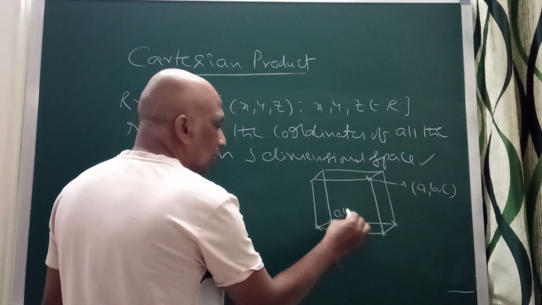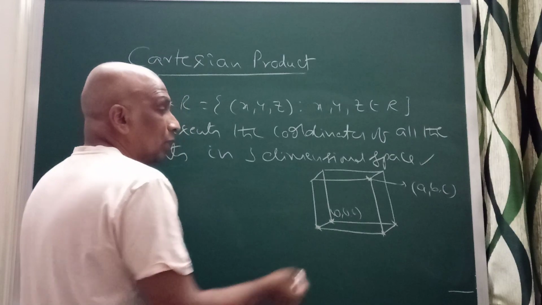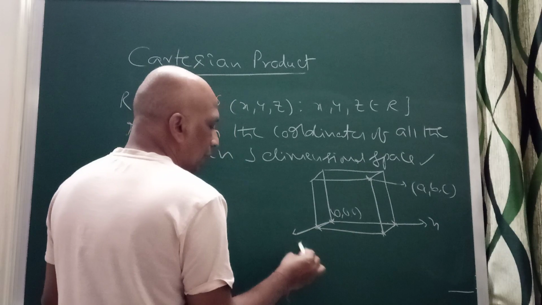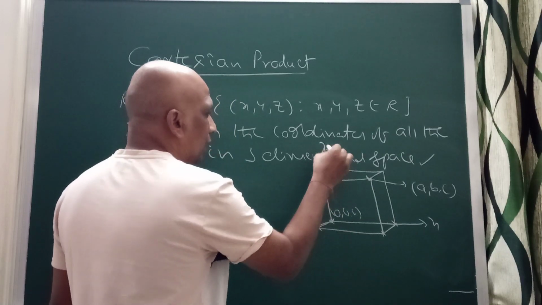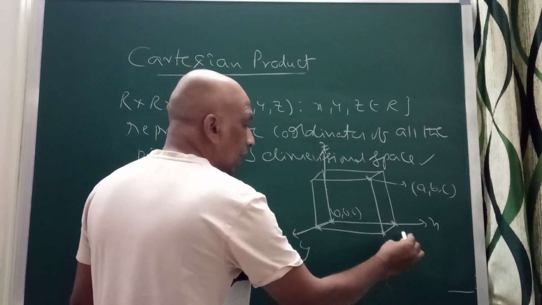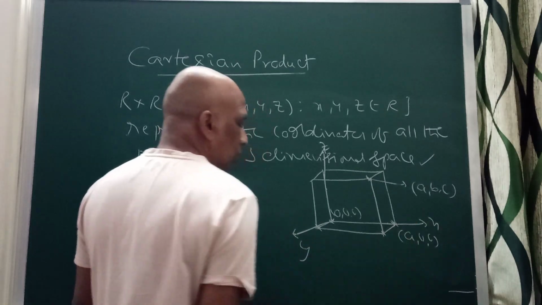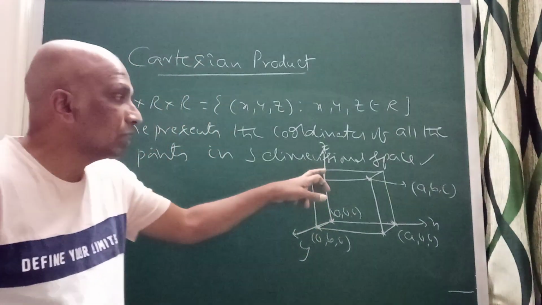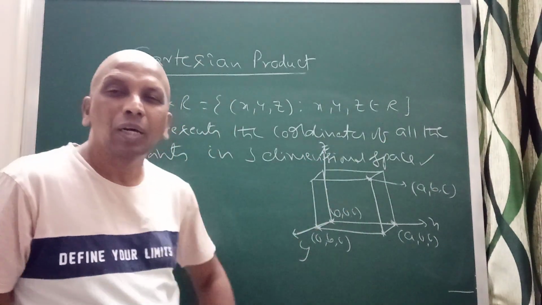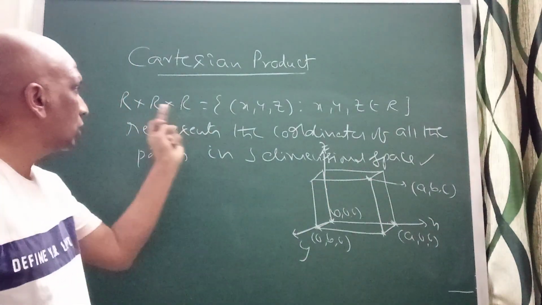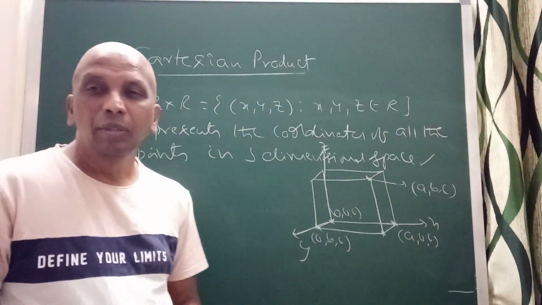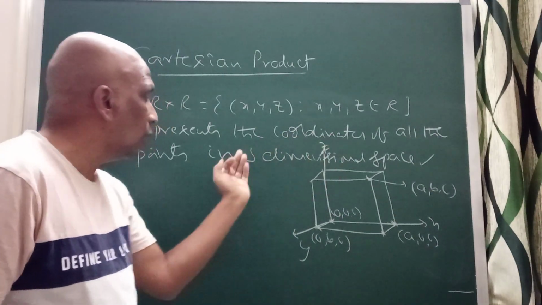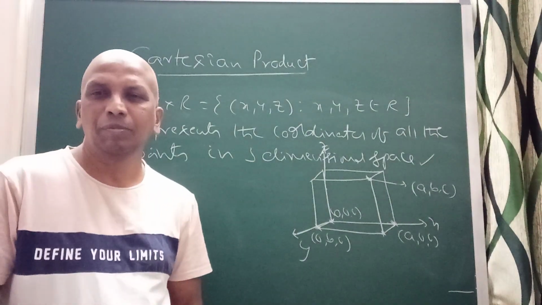Let this be the origin. I am giving the points like this. Suppose this is the x-axis, this is the y-axis, and this is the z-axis. The point on the x-axis I can consider as A, 0, 0, on the y-axis 0, B, 0, and the point on the z-axis 0, 0, C. This is three-dimensional space, so this is the triplet R cross R cross R. You will get triplets, so this belongs to the coordinates of all the points in three-dimensional space.